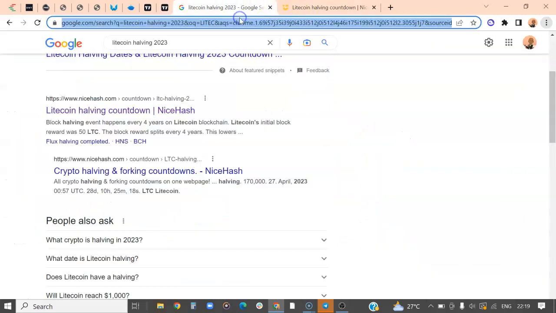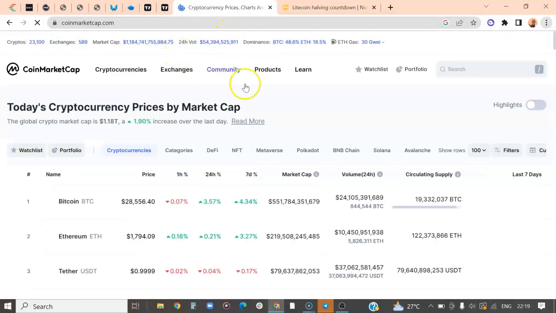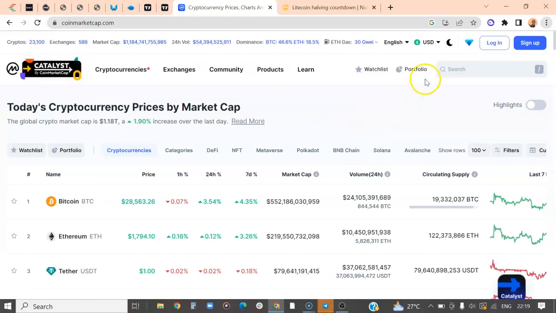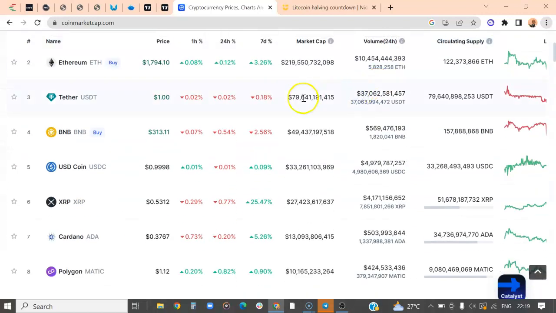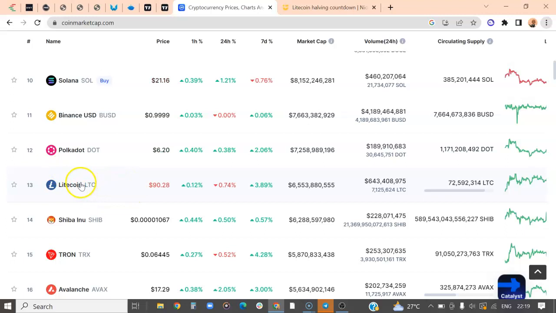So let's quickly go to CoinMarketCap now and have a look at some other metrics about Litecoin. I think it should be among the top 50. Okay, it's at number 13 position. So I'm going to open this in a new tab.